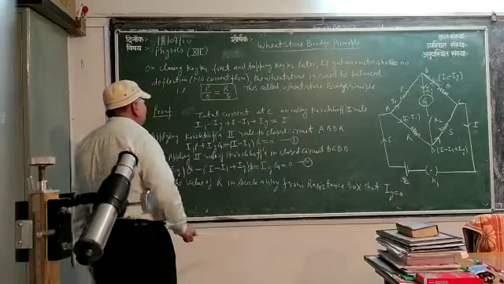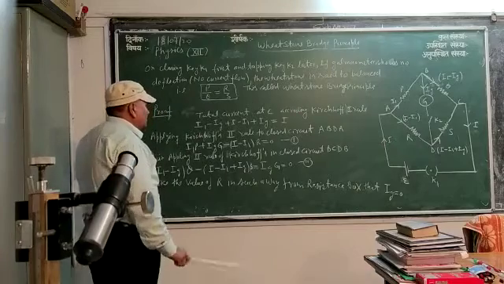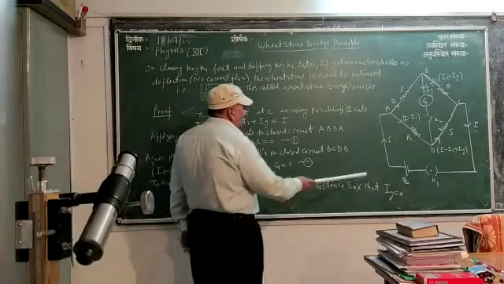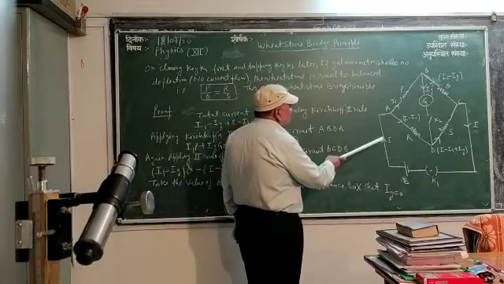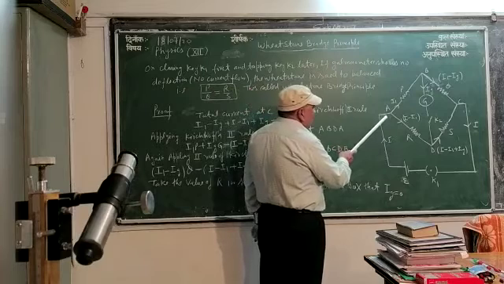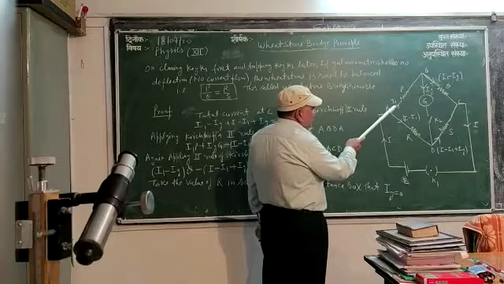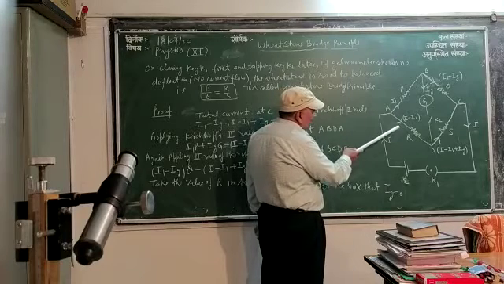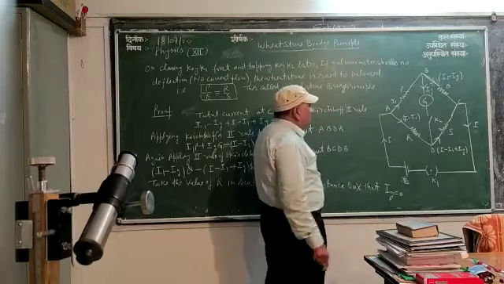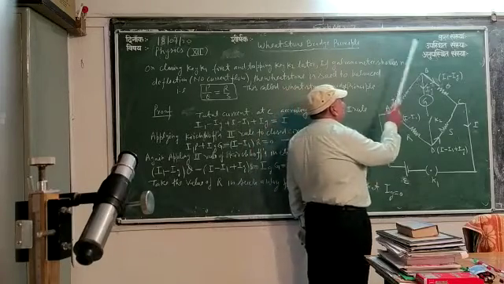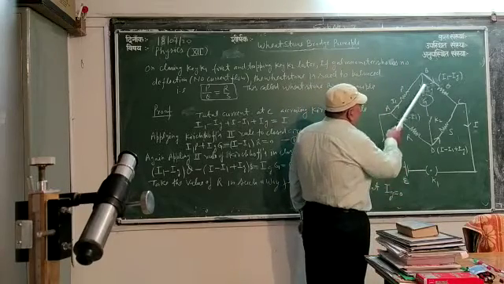Now we have to prove this condition, P upon Q is equal to R upon S. From the cell, current I is flowing, and this current reaches A. It is divided into two parts. In arm AB, the current is I1, and in arm AD, the current is I minus I1. When the current I1 reaches point B, again it divides into two parts.